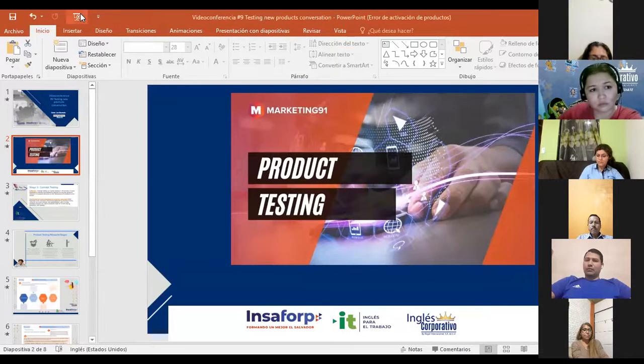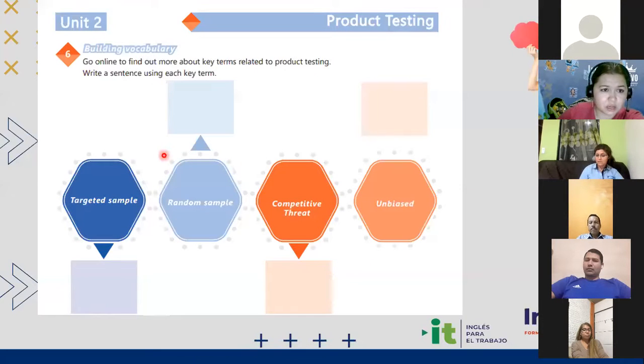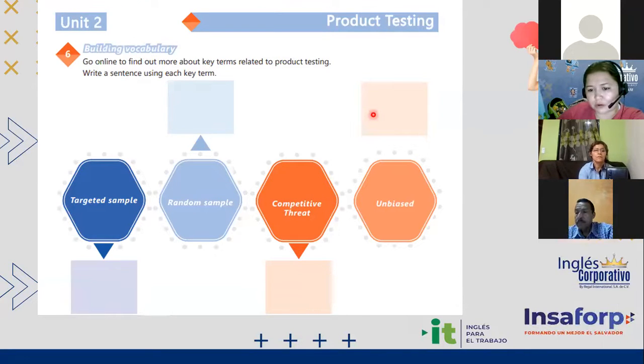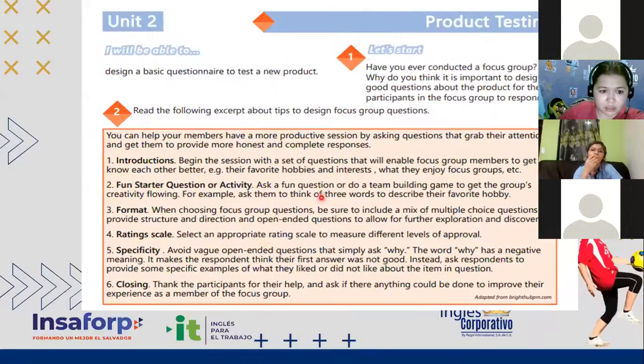Vamos a terminar esto. Okay, so it says build the vocabulary, go online to find out more about key terms related to product testing. Write a sentence using each key term. Okay, so estas son terms that we are going to use for product testing, right? Cuando estamos hablando de product testing, so we have these words. So let's see if we can get the meaning together. Y aquí está, miren. Let's see. We have more details here. So estos, vamos a dejar. Let's move on with these ones, okay?